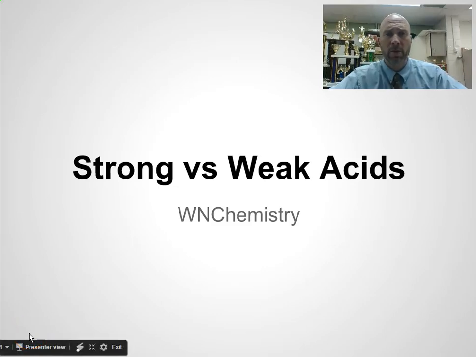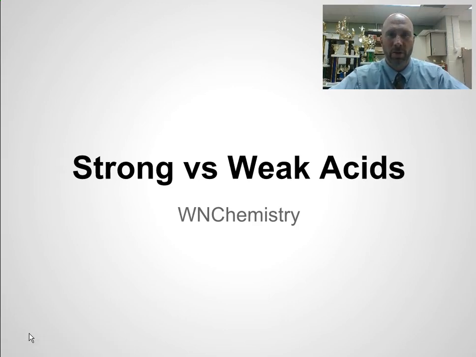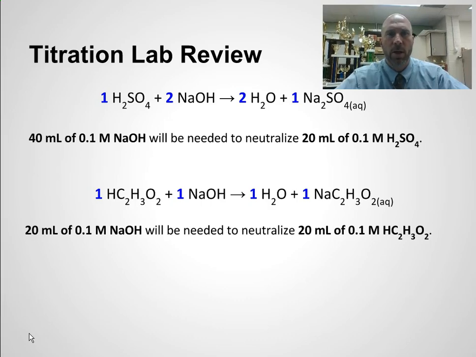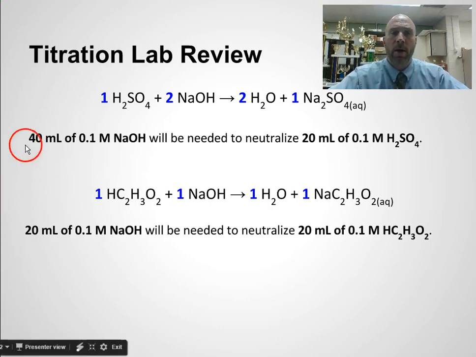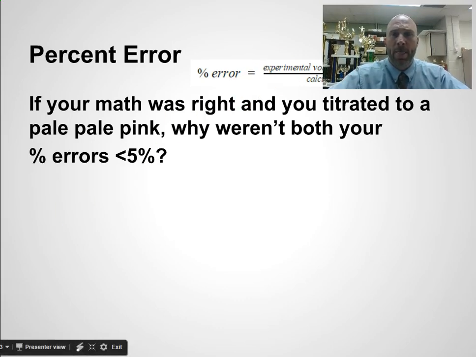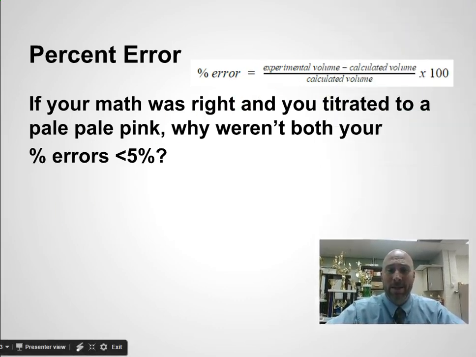Today I'm speaking to you from the secret Wheaton North Trophy Vault about strong versus weak acids and what the difference is between those. All right, so looking at our titration lab, you did a bunch of calculations and you figured out that theoretically the calculated value for the sulfuric acid, we would need about 40 milliliters of the base to neutralize that acid. And then for the acetic acid, we calculated that we should need about 20 milliliters of the base to do that.